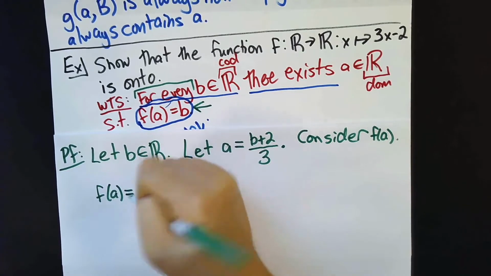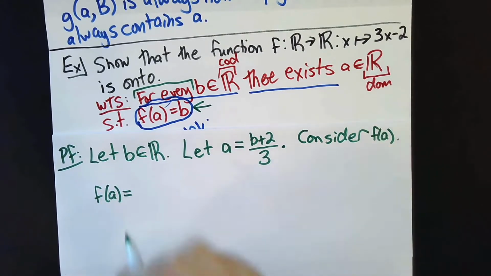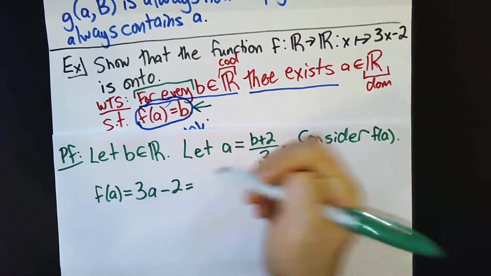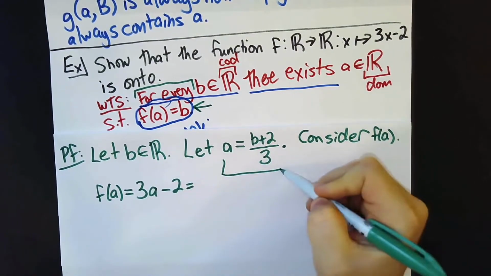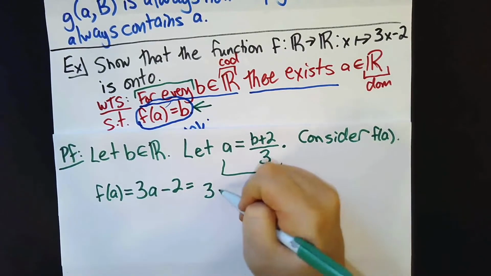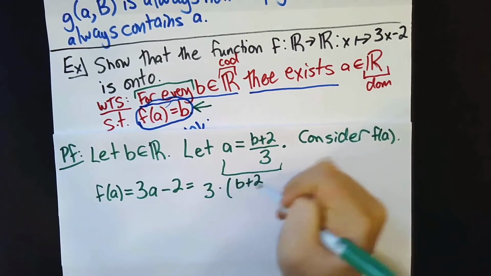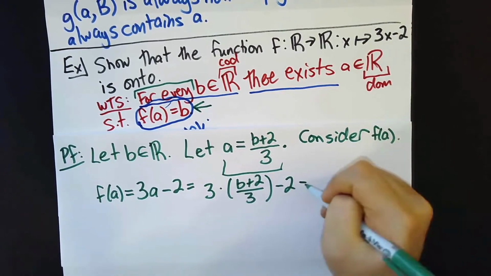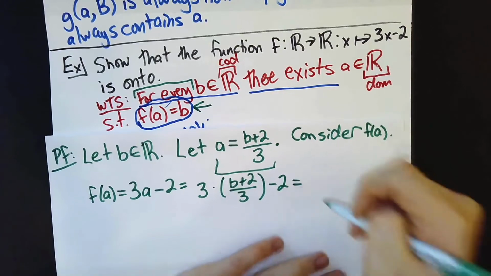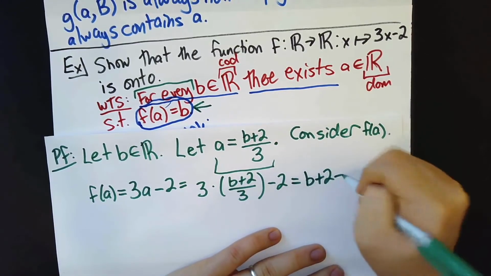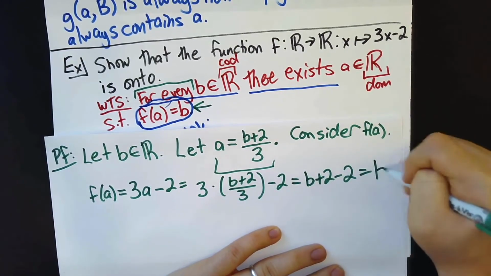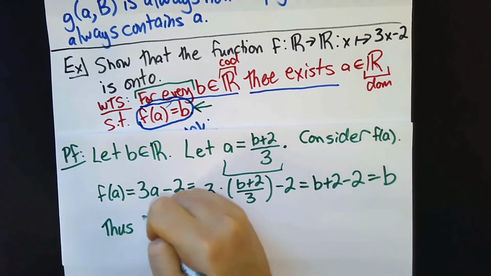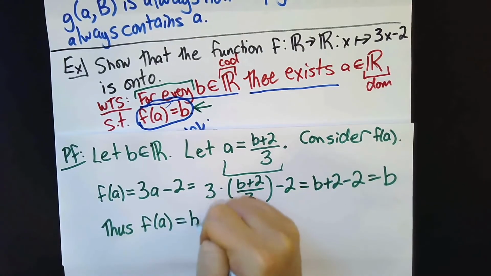So f of a is, and so what is it? It's 3a minus 2, and because a is b plus 2 over 3, this is 3 times (b plus 2 over 3) minus 2, and that would be b plus 2 minus 2, and that will be b. Thus, what I've shown is that f of little a, in fact, is little b.